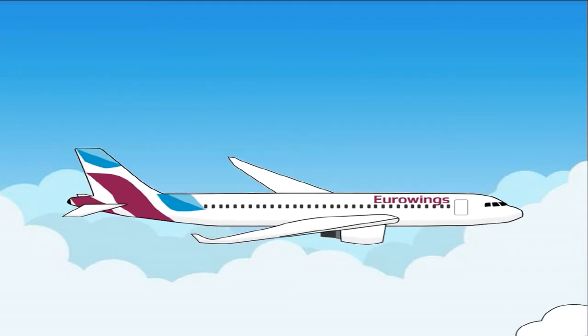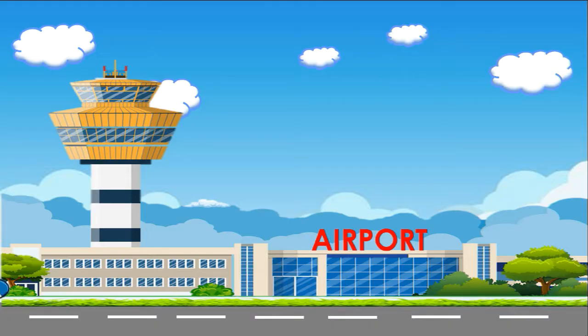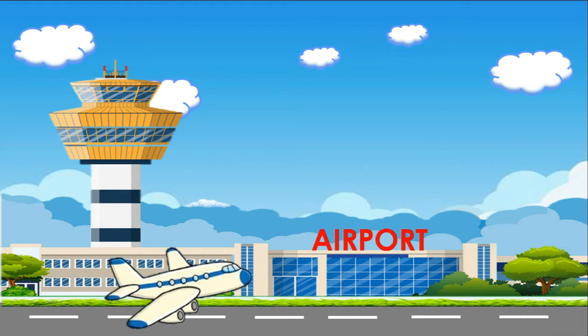Airplane is a vehicle that flies through the air and has one or more engines. Airplane carry passengers to another place in the world by flying through the air. A place where the airplane landing and takeoff is called airport.